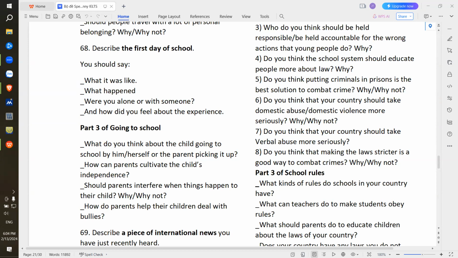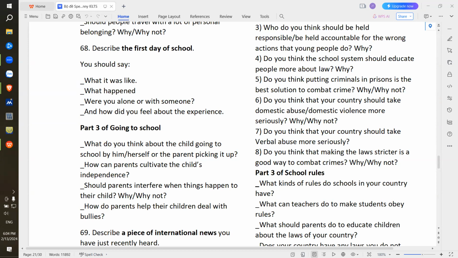Be careful with the verb here. It's in past tense. Very important, past simple. Were you alone or with someone? How did you feel about the experience?